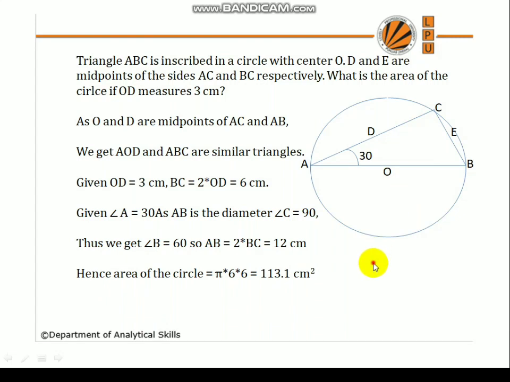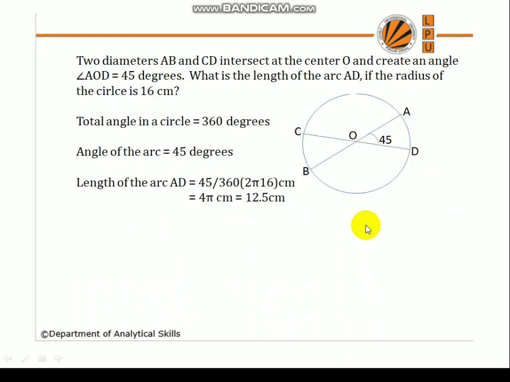Okay, let's see the next problem. Two diameters AB and CD intersect at center O and create an angle of 45 degrees. AOD is 45 degrees. What is the length of the arc AD? They are asking for the length of the arc AD. Given the radius of the circle is 16 cm.